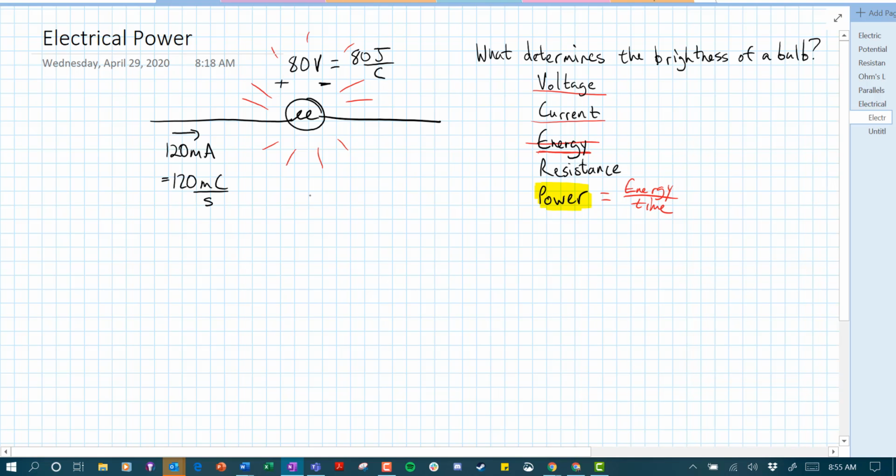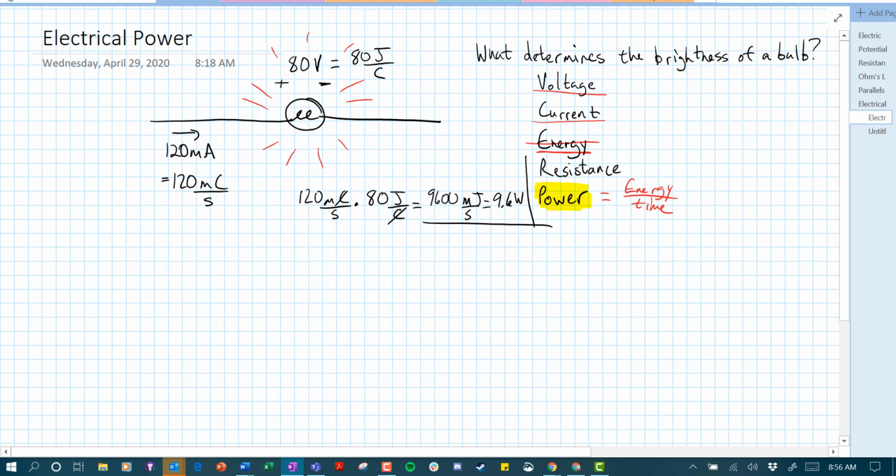If we want to find the brightness, let's do 120 millicoulombs per second times 80 joules per coulomb. Coulombs cancel. We're left with joules per second. That's power. That's work per unit time. Actually, it'll be millijoules per second. And we get 9,600. The milli didn't cancel, so it's going to be millijoules per second, which is just 9.6 joules per second, or 9.6 watts.